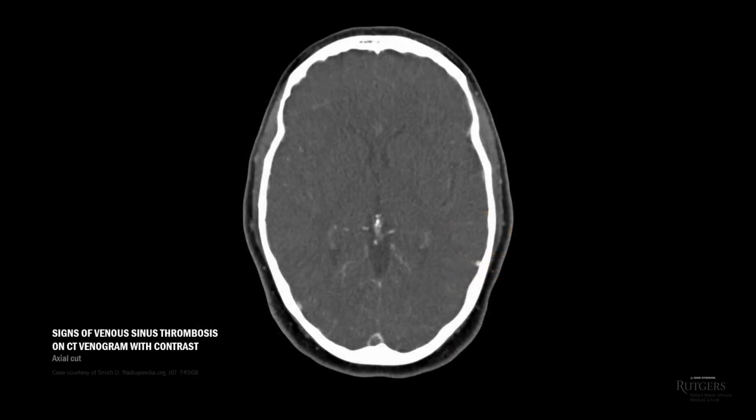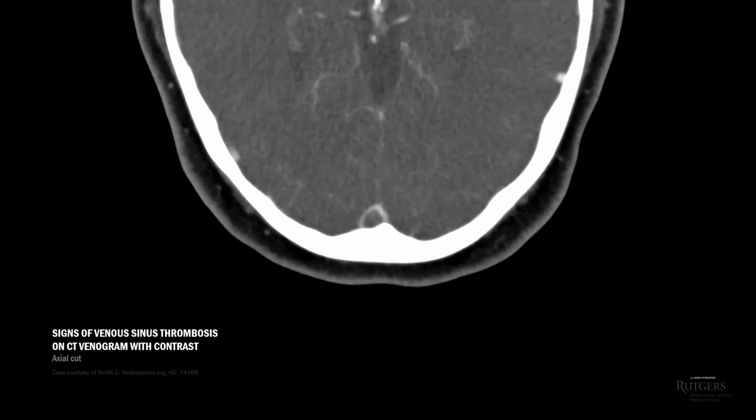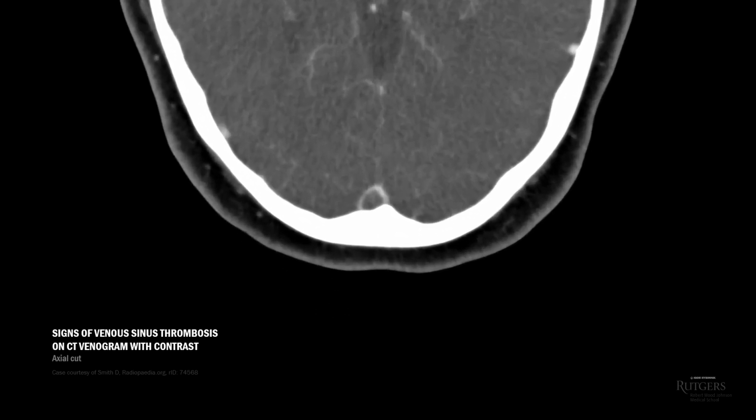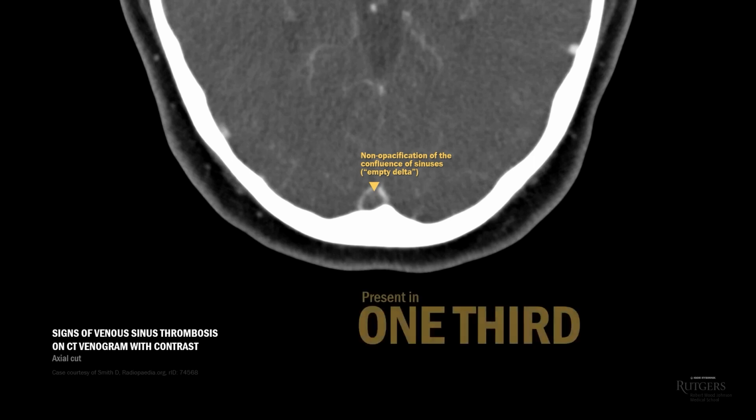Okay, one more example. Identify the abnormality. How about now? Is that better? There is non-opacification of the confluence of sinuses. This is the so-called empty delta sign. Thrombosis of the confluence of sinuses is relatively rare and present in up to 1/3.